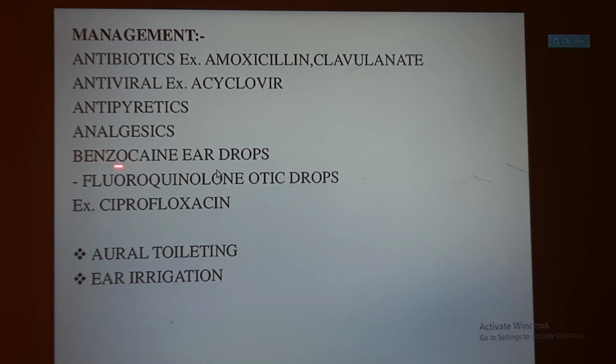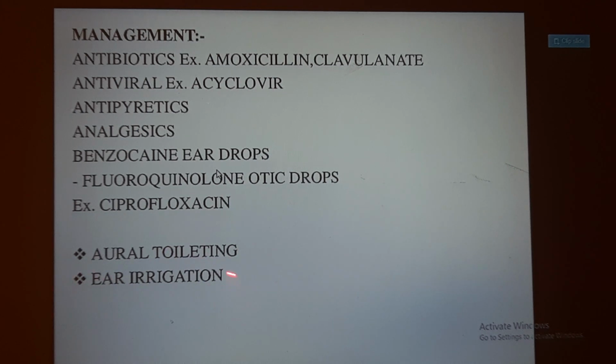Then ear drops will be given, such as fluoroquinolone and ciprofloxacin. Ciprofloxacin is a very common ear drop which is available in drugstores. Next one is aural toileting. Aural toileting is manual clearing of the discharge. By taking an earbud, the person has to clean his ear. That is called aural toileting.